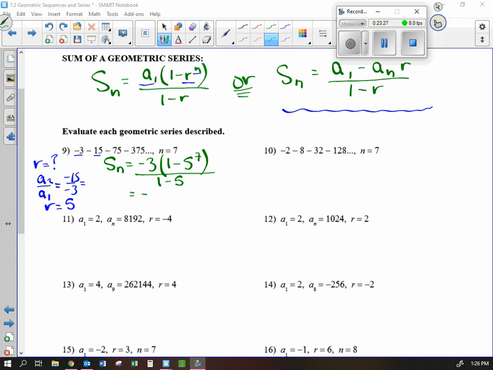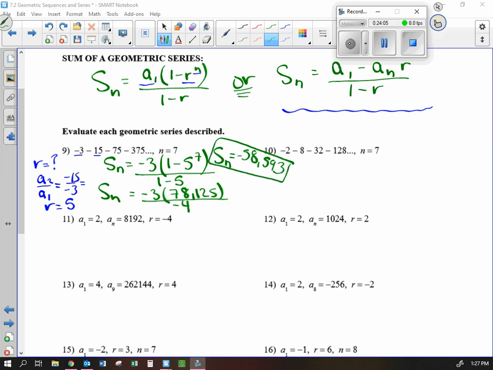So we're now going to get -3 times 1 minus 5 to the 7th power. You should be getting 78,125, okay, and that's divided by -4, okay. So again, this is still S sub n. S sub n is going to equal, this whole thing typed into your calculator, right, is going to be -58,593. If I can read my own handwriting here.